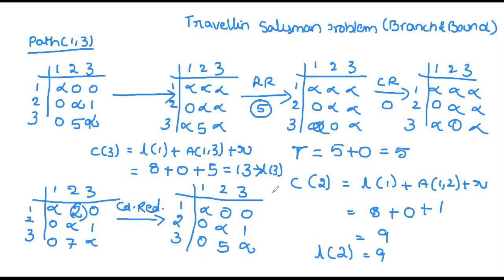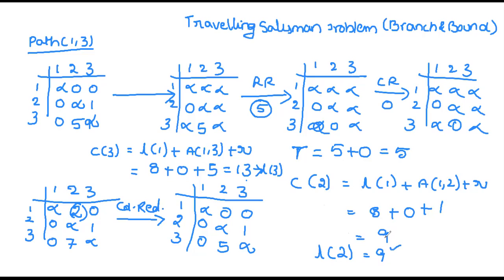Among these two lower bounds, we will take the lower bound of 2. Why? Because the lower bound of 3 is 13, and the lower bound of 2 is 9. Among these two lower bounds, minimization is the objective of this traveling salesman problem. Why? Because the route should be less, the length should be less. That's why we will take the minimum lower bound value. So here, the cost of 2 is the minimum lower bound value.